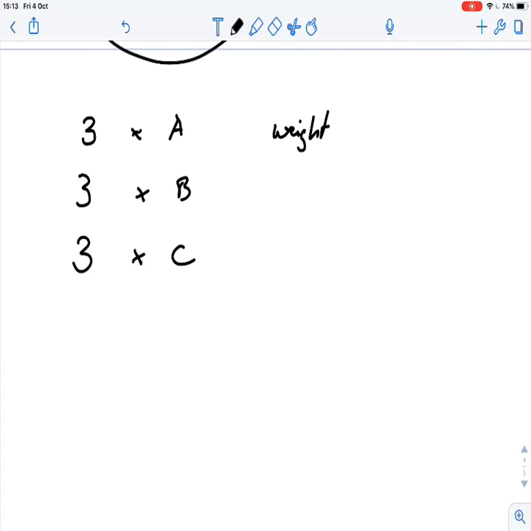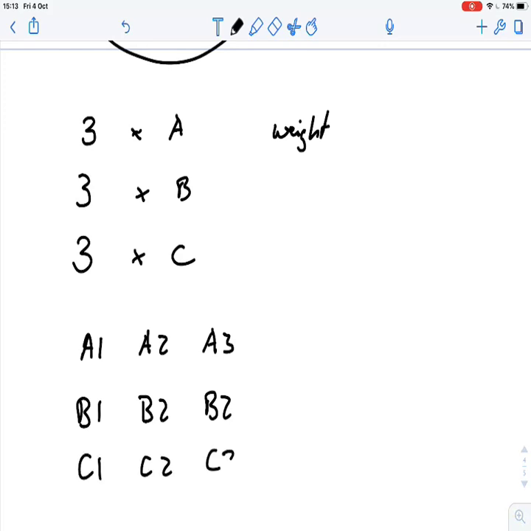And ideally, what you would like to do is you have A1, A2, A3, B1, B2, B3, and C1, C2, C3. So you know which one is which. And you record the weights empty.